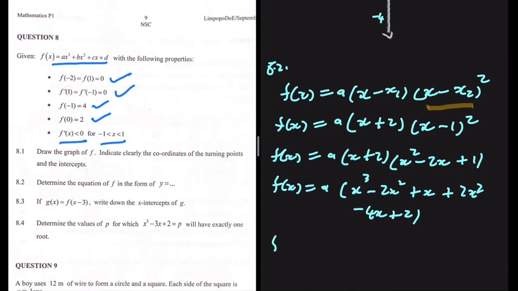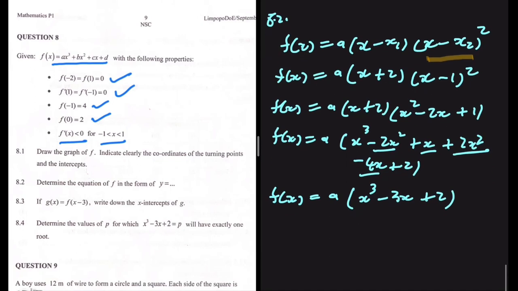If we solve that, we're going to get f of x equals a multiplied by x to the power 3 minus 2x squared plus 2x squared. So that is 0. x minus 4x, that is minus 3x plus 2. This is our equation. We just need to find the value of a.